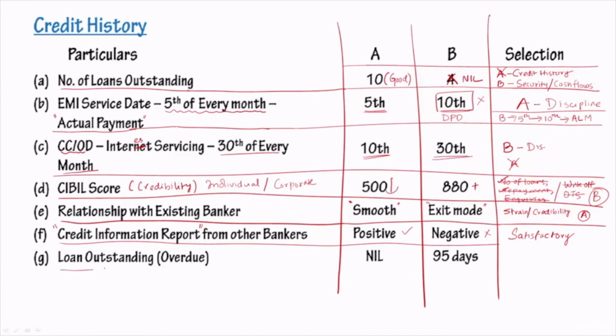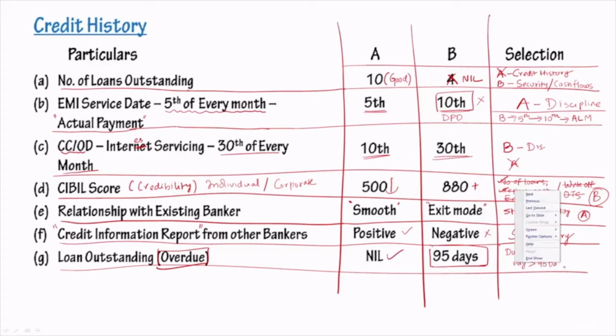Okay, and let us also look at the loans outstanding position. Mr. A has a loan, but he has no overdue. There is nothing overdue, whereas Mr. B has a loan and that has an overdue of 95 days. What do I mean by overdue? That is, payment not happening on the due date. It means it has crossed the due date by more than 90 days, the payment is pending for more than 90 days. In this case, it is 95 days.